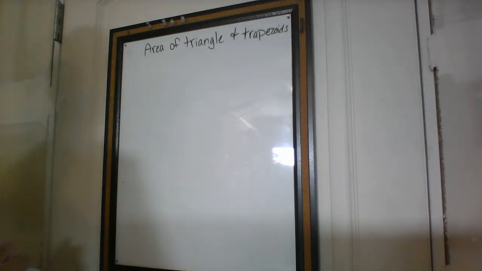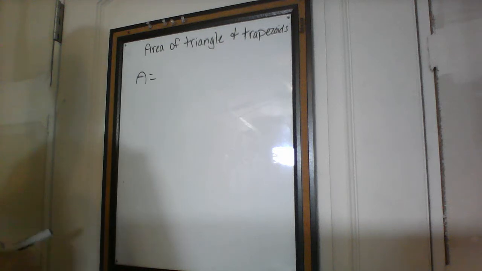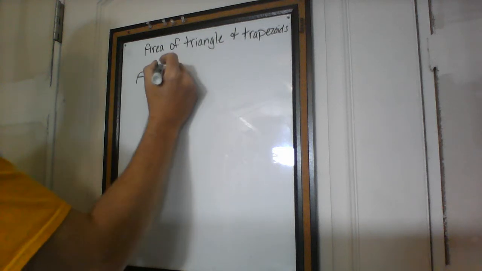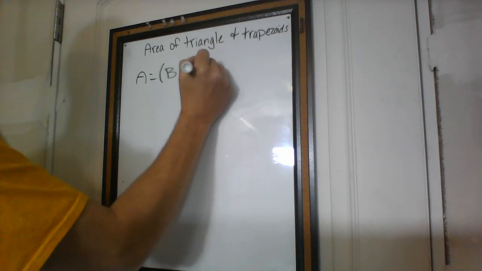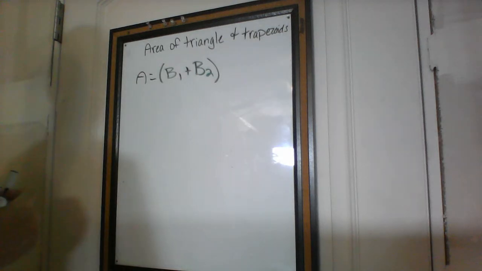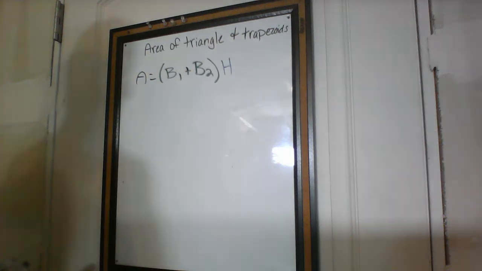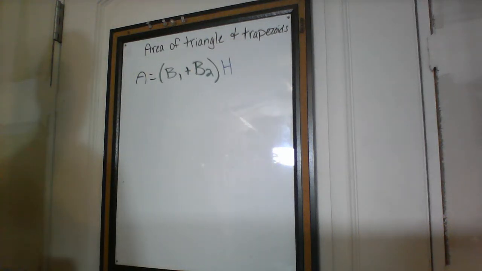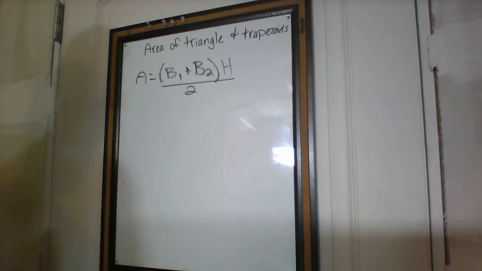Okay, for this one, area is going to equal, we are going to have base 1 plus base 2. Sometimes you might see it as like A and B. It doesn't matter, okay? There can be any variables. The one you don't want to use is h, because when we add those together, we're going to multiply that by our height. We're going to take all of that and we are going to divide by 2.